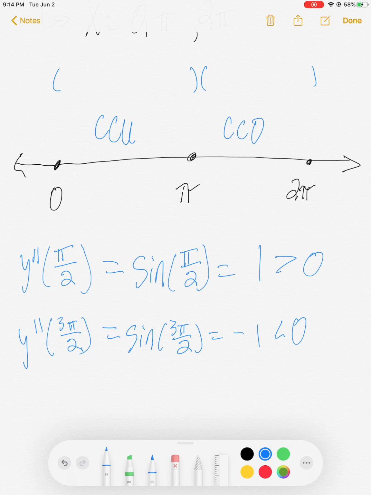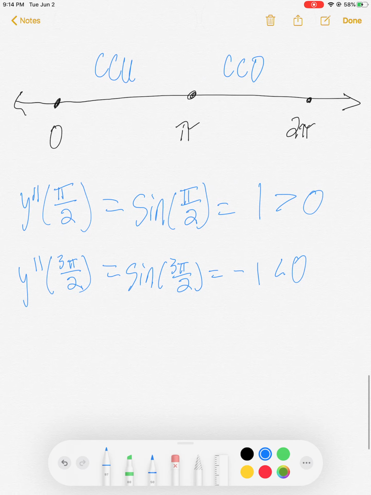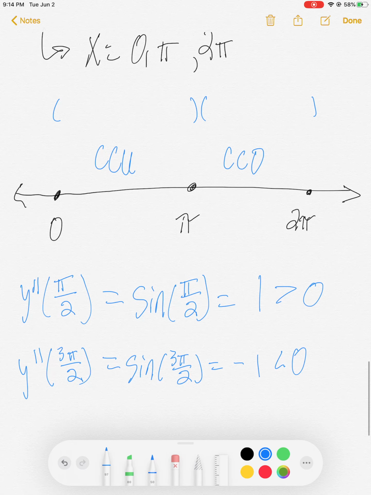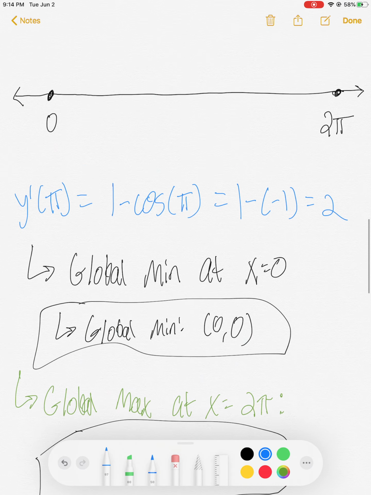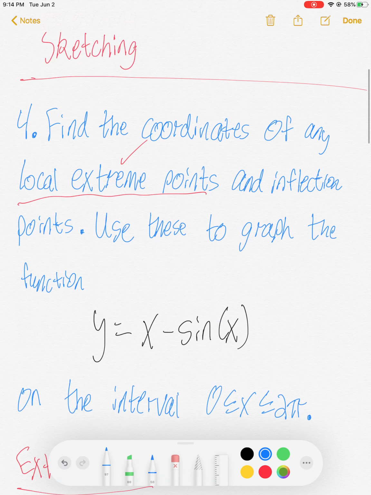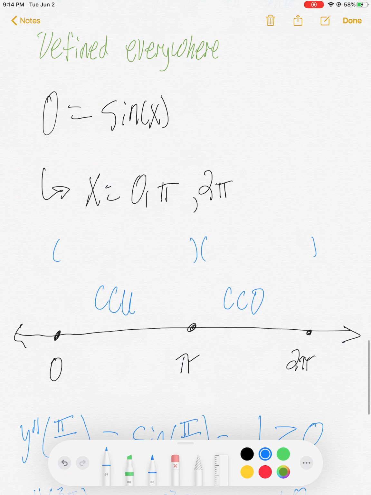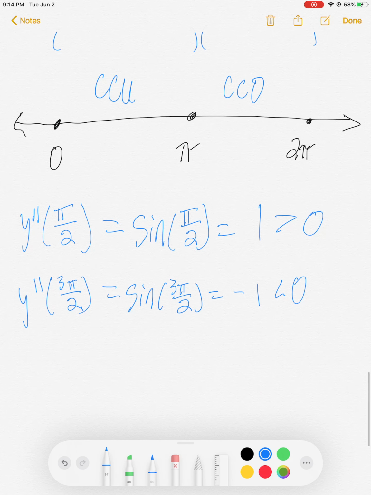y double prime is positive at pi over 2, which means that the function is concave up between 0 and pi. And since y double prime is negative in the interval pi to 2 pi, that means that the function is concave down on that interval. Now, these things can be tough to sketch and tough to visualize. I had a hard time with that whenever I learned this stuff, but let's give it our best shot.